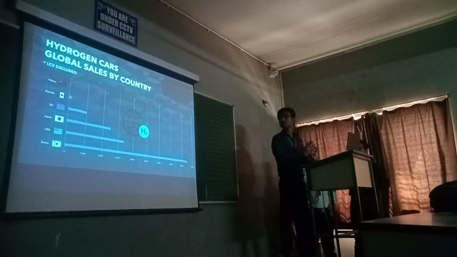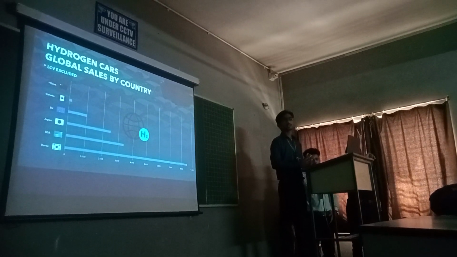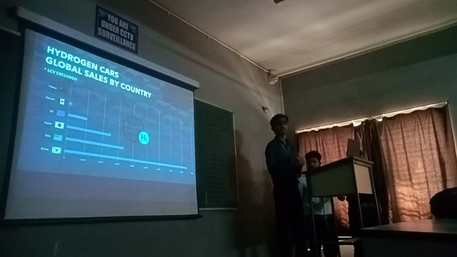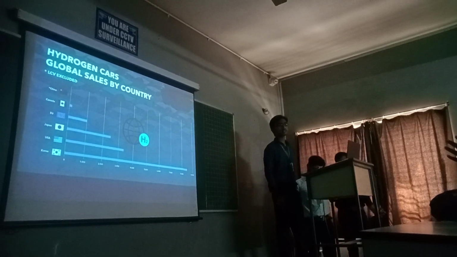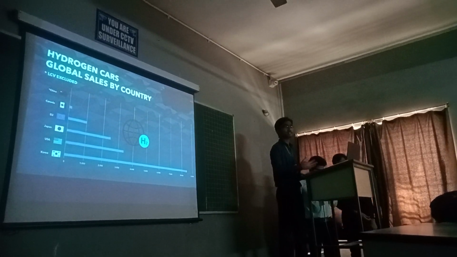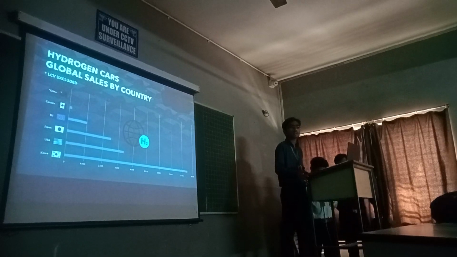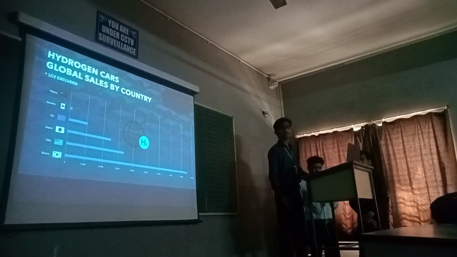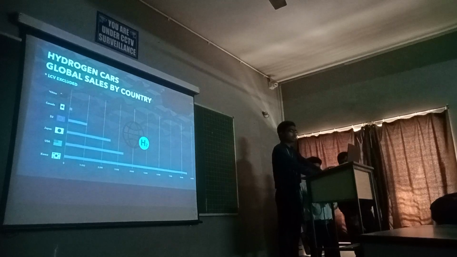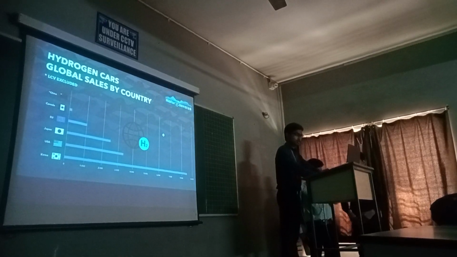Here is a graph showing the sales of hydrogen cars at the global level from different countries. Here you can see that Korea is in the highest position, beating other countries like USA, Japan, Canada and China with its highest sales of around 8.5 thousand.